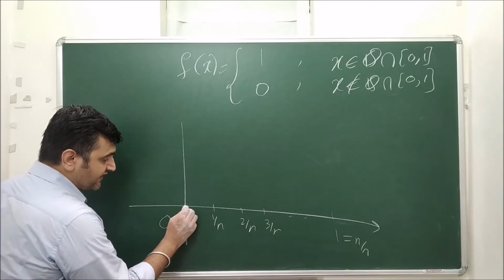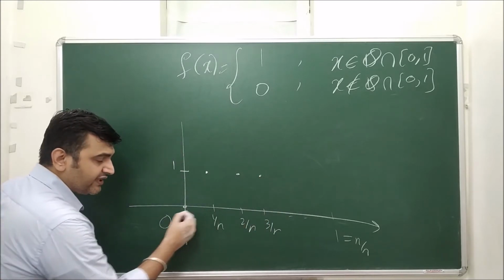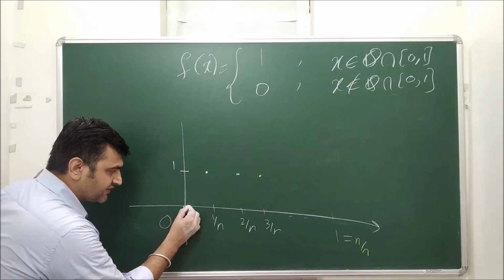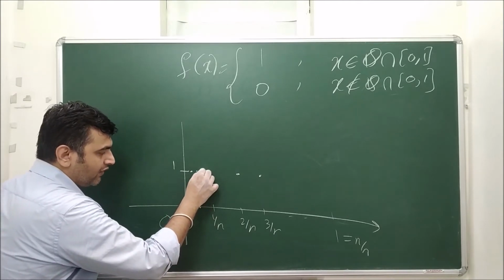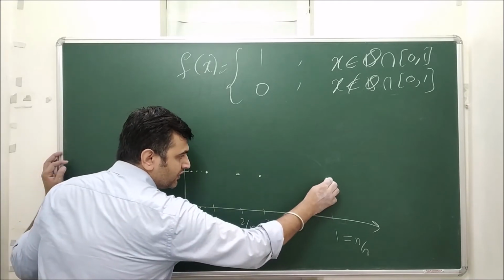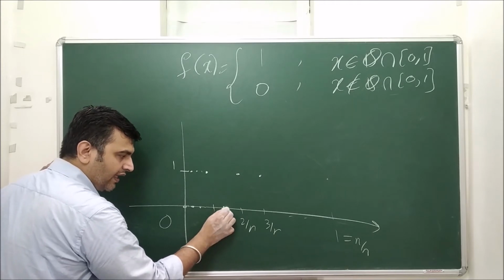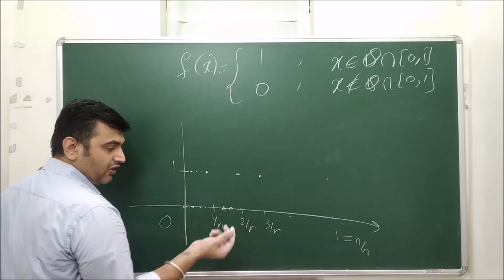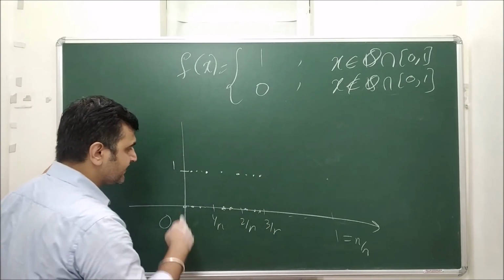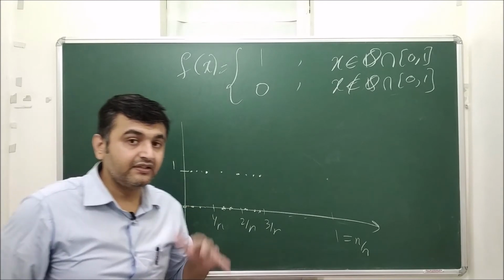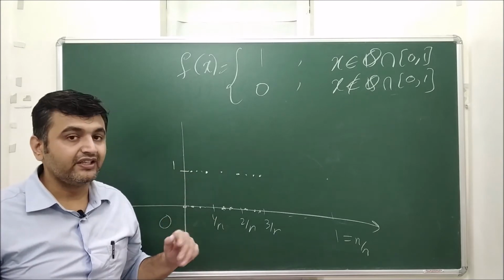Now what is the function? If it is a rational number, output is 1. But between any two rational, there is again an irrational. So if there is irrational number, output is 0. 1, 0, 1, 0. Output is 1 if it is rational. Output is 0 if it is irrational. So again, between any two rational, there is irrational. Somewhere there is irrational, output is 0. Rational, output is 1. So this is what the function is. You can see the function is discontinuous at infinitely many points, and that's the key point. So we will see that this is not an integrable function.